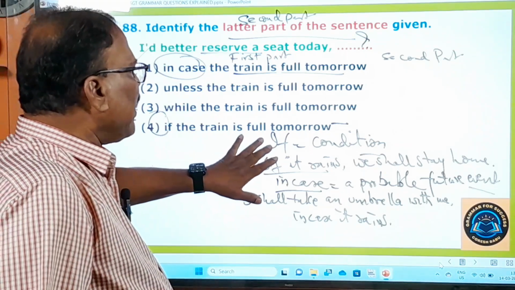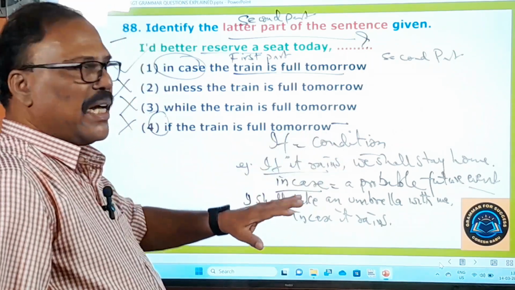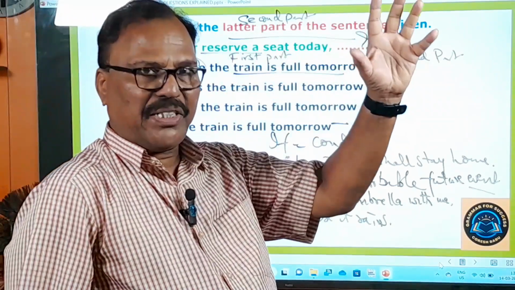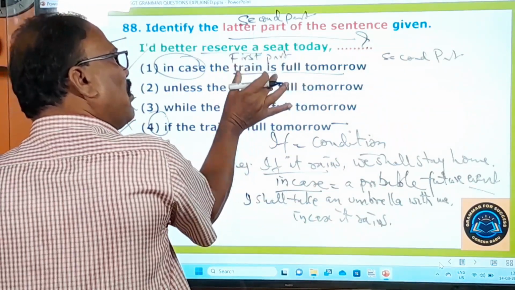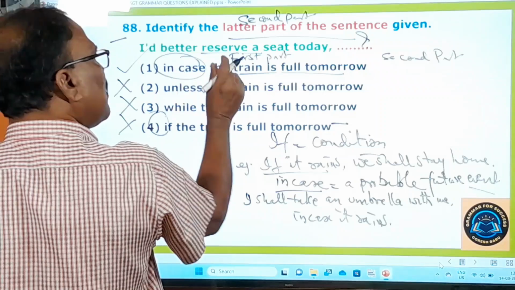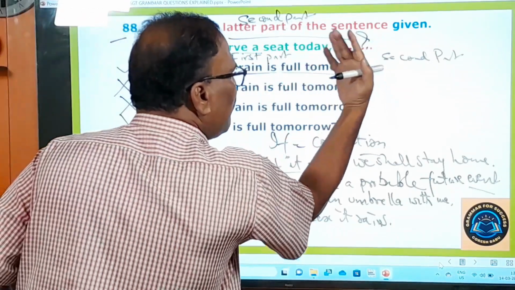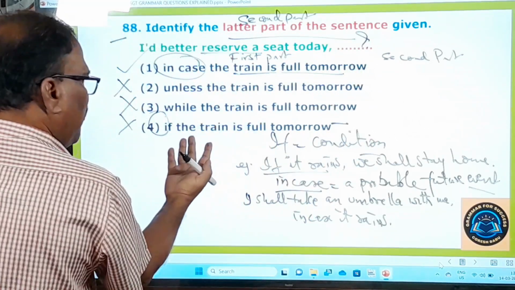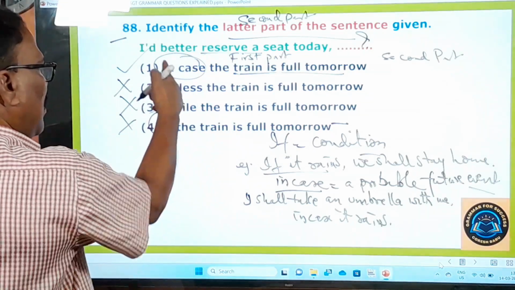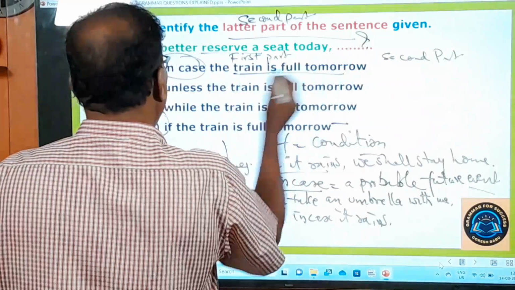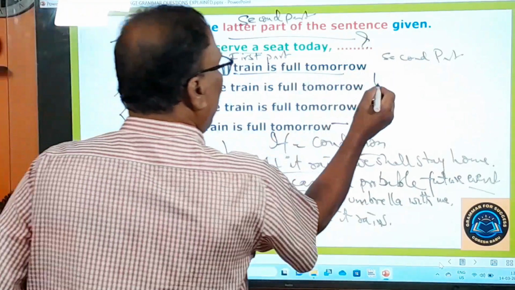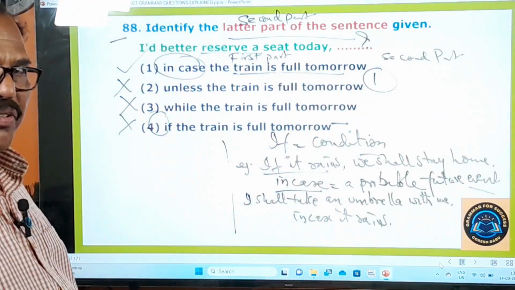So if indicates only a condition, but in case indicates a probable future event. So that's why here it's a probable future event. The train is going to be full. That's why in case is most relevant in the second part, and not this if one. So here, please look at the difference between these two things. Two examples are given. So second one, third one, fourth one are wrong, and only the first one is going to be your answer.